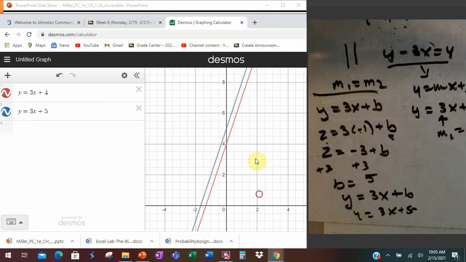These two lines are parallel, but they have different intercepts. So right there, that was the 0, 4, and this one's going to be the 0, 5.